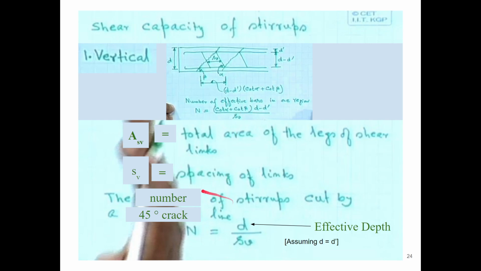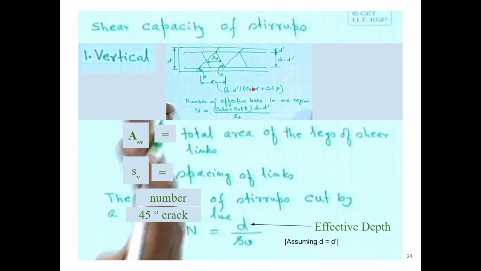And if you take the beta angle to be 45 degrees, so if we assume the crack line is inclined at a 45-degree angle, cot beta will become cot 45. Cot 45 will be cos 45 by sin 45. Cos 45 is 1 by root 2 and sin 45 is also 1 by root 2, so 1 by root 2 by 1 by root 2 is 1. So cot beta will become 1. What will remain? It will be d minus d prime into 1, which is d minus d prime itself. So n is equal to d minus d prime by sv.